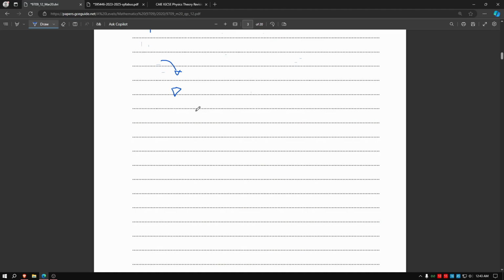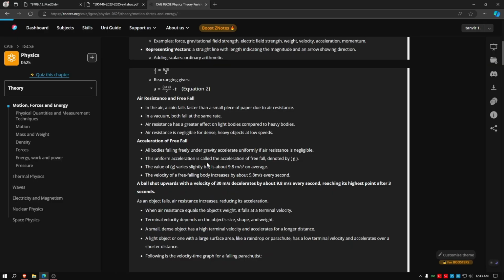If you jump and there's no air resistance, no air is pushing against you, you will be accelerating downwards at 9.81 meters per second every second. You'll be moving downwards and accelerating, so your speed will keep increasing and increasing. This uniform acceleration is called the acceleration of free fall, denoted by g.